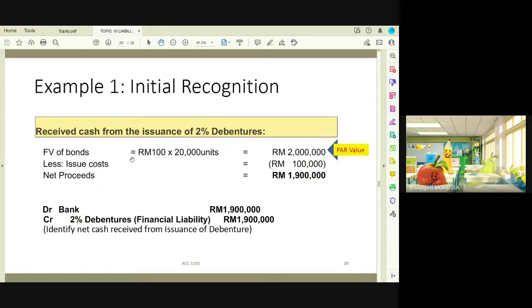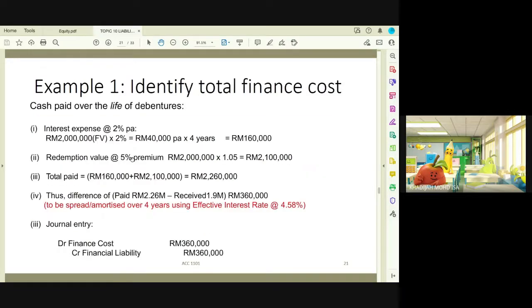So your journal entries will debit your bank 1.9 million and credit your 2% debentures, which is a financial liability. So that is 1.9 million credit. Why credit? Because it is a liability, right? So this is to identify the net cash received from the issuance of debentures. Number two is to identify the total finance costs, so the cash paid over the life of the debentures.